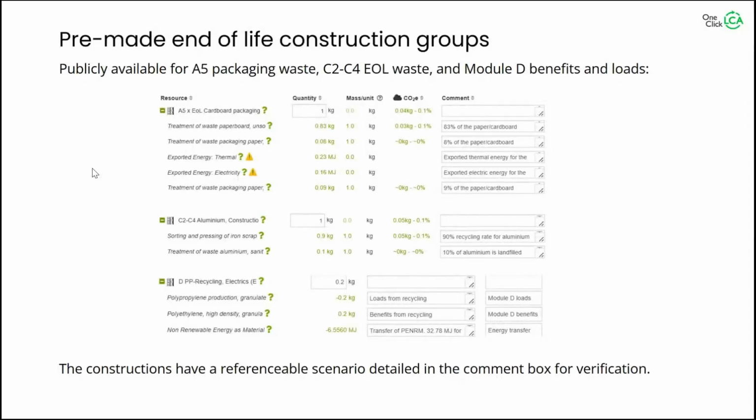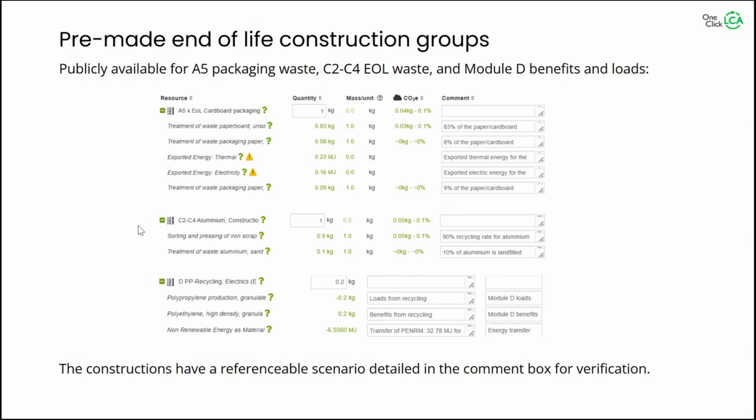So we have cardboard and paper, we have steel, we have plastic, we have wood pallets. So the main packaging materials, there's already these groups made that you can utilize right away. We also have them, as I said, in Module C. So you can search for many different groups. If you just search C2 to C4, C2-C4, then you'll see the full list of these construction groups. Find the material that you have in your product, and you can utilize this group. So in this case, aluminium, and the predefined scenario is 90% goes to recycling, 10% goes to landfill.